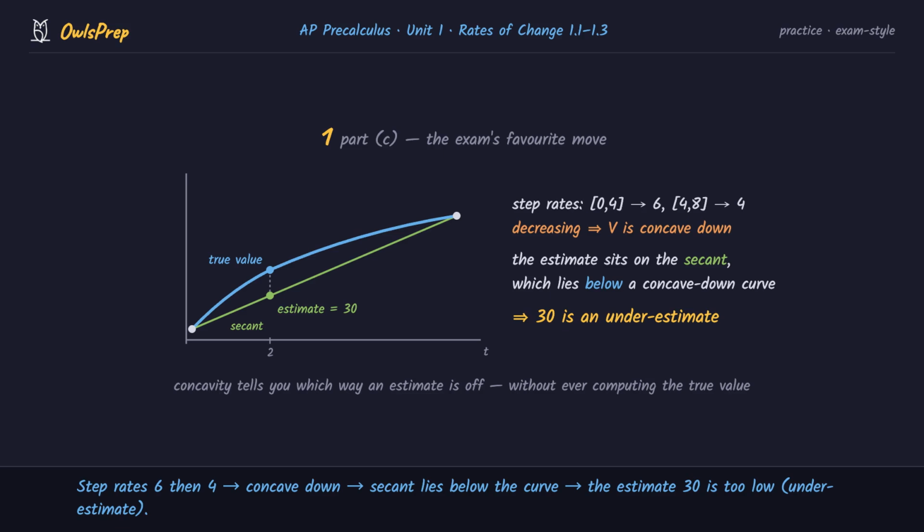Your estimate sits on the straight secant line from the first point to the last. And for a concave down curve, that secant lies below the actual curve. So 30 is an underestimate. The true volume at T equals 2 is a bit more than 30,000 liters. That is what concavity buys you. It tells you which way your estimate is off, without ever computing the true value.